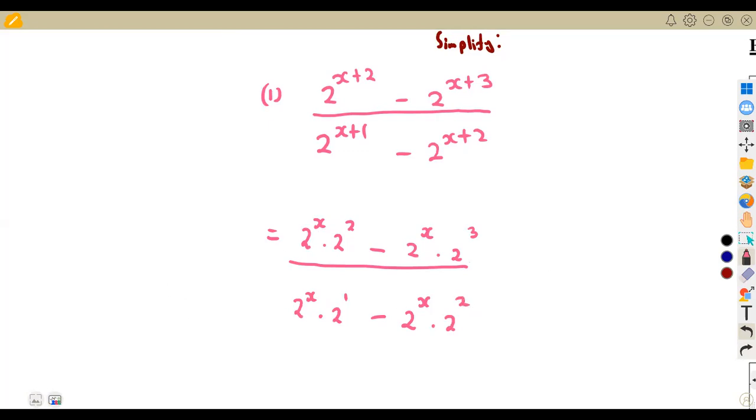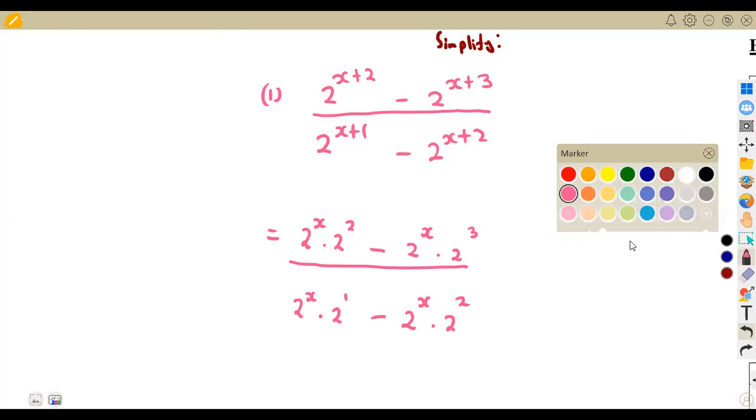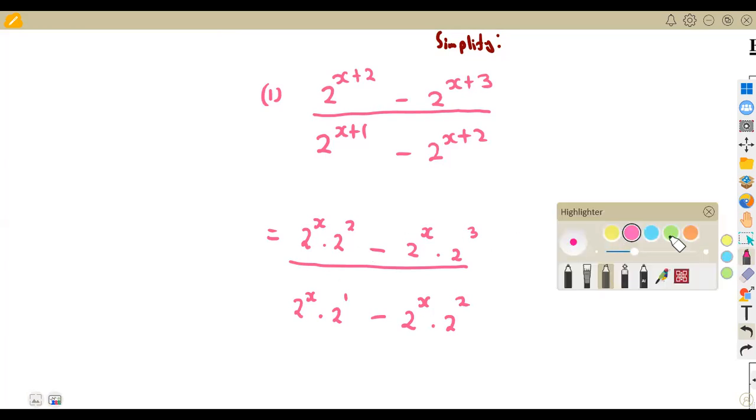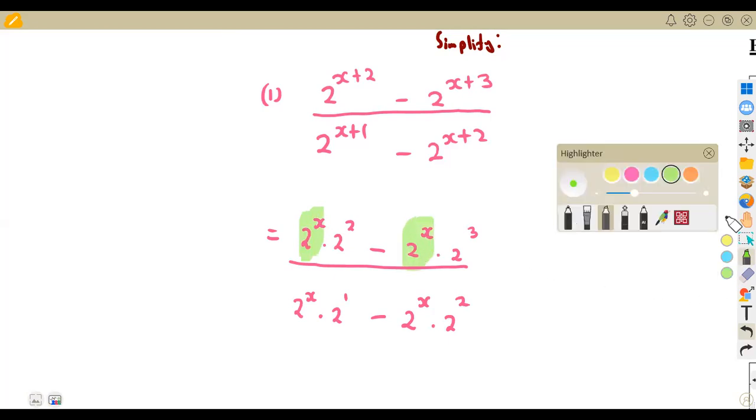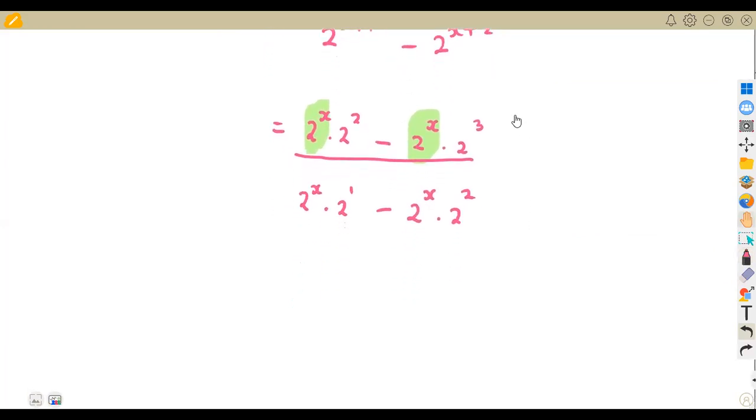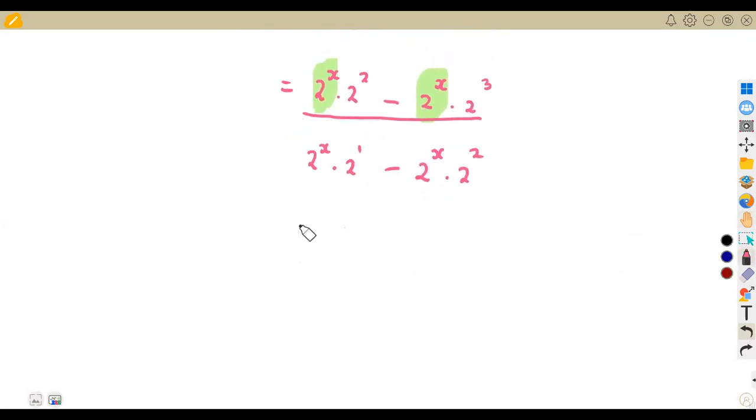Checking that what we see in the numerator, the 2 to the exponent of x, is common, this enables us to factor out that 2 to the exponent of x. We are now doing our factorization. So this will be 2 to the exponent of x. If we factor this out, what are we going to remain with? We are going to remain here with 2 to the exponent of 2 minus 2 to the exponent of 3.